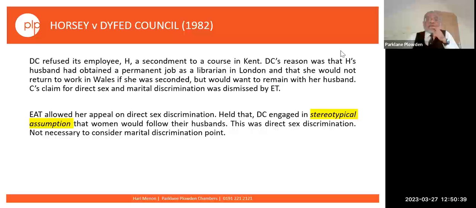And Mrs. Horsey's claim for direct sex and marital discrimination under the 1975 Sex Discrimination Act was dismissed by the Employment Tribunal. Incidentally, you will find the relevant statutory provisions, Section 8 of the Equality Act and Section 3 of the Sex Discrimination Act, as it was immediately before the Equality Act was enacted, on page 1 of the handout.